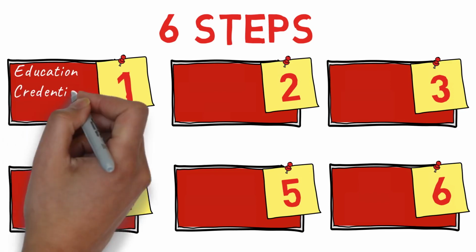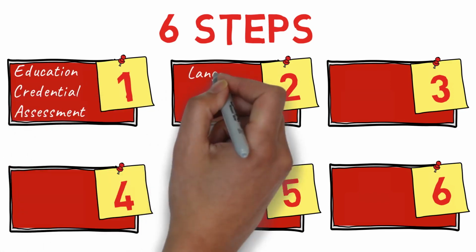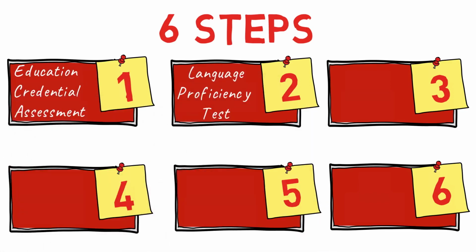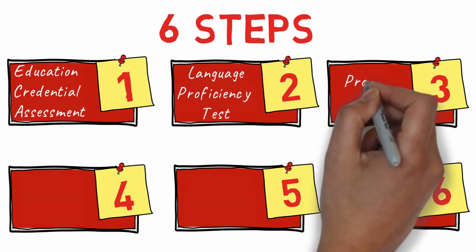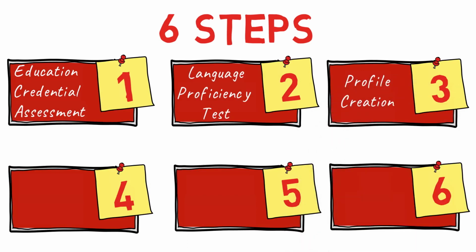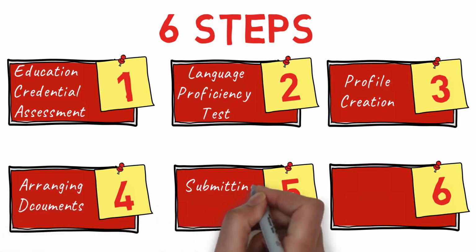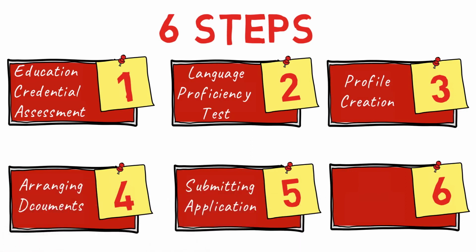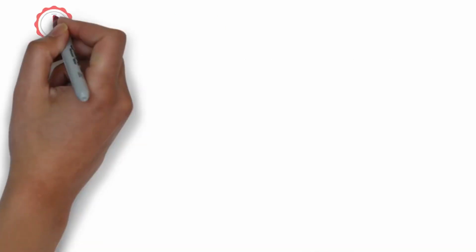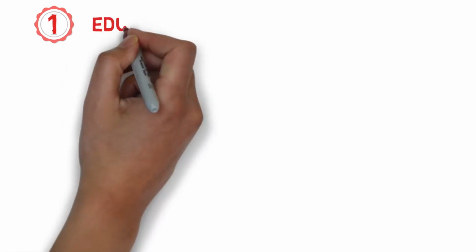The first step being education credential assessment. The second step, language proficiency test. The third one is creating the Express Entry profile. The fourth one is arranging the documents. The fifth one is submitting the application, and the last one is visa stamping. Okay, so let's begin with the first one.